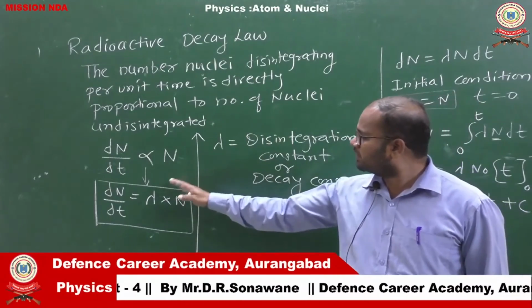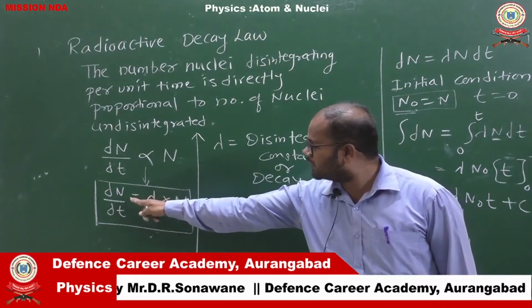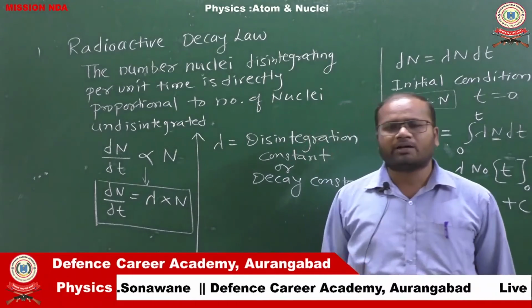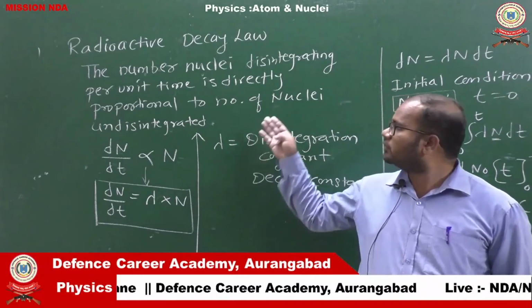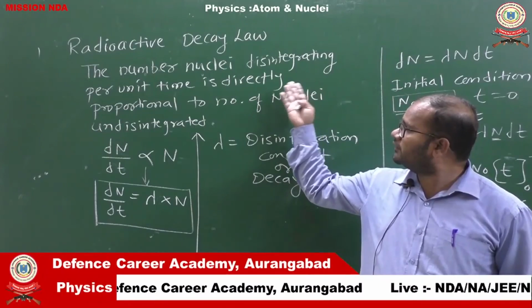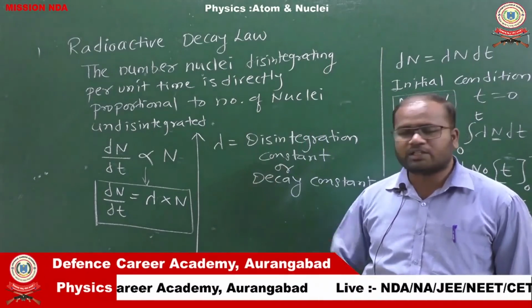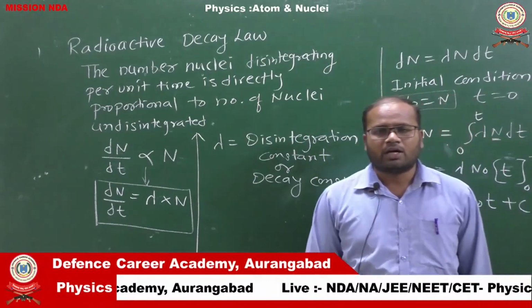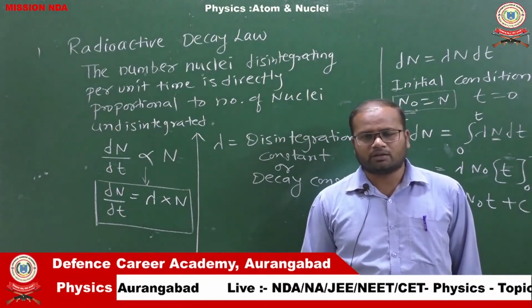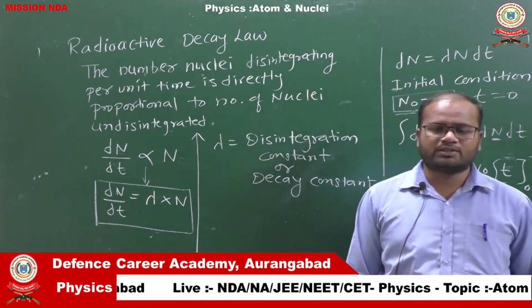So simply, the equation of the radioactive decay law is dN by dt equals lambda N. I hope you get the definition or statement as well as the equation of the radioactive decay law. I hope it will be beneficial in competitive examinations as well as board examinations.